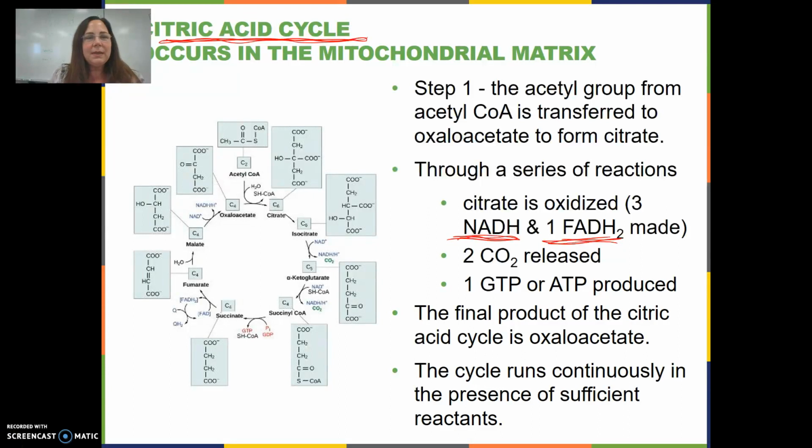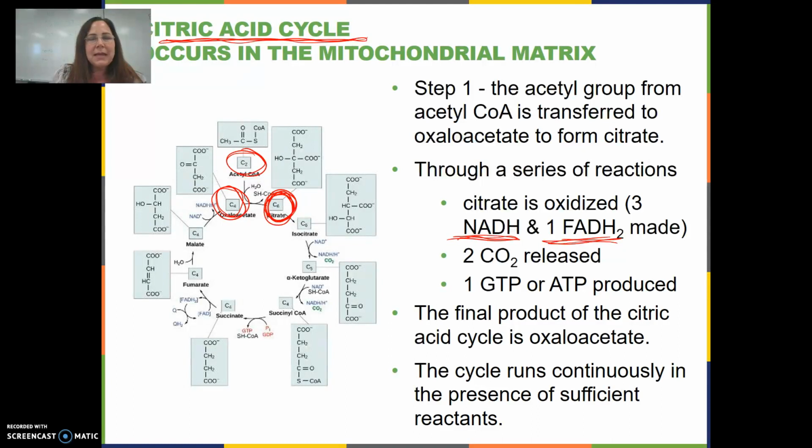So the first step in the citric acid cycle is the acetyl coenzyme A, which is a 2-carbon molecule, is combined with oxaloacetate, which is a 4-carbon molecule. So what you get is citrate or citric acid. Citric acid and citrate are the very same thing. It's just 2 different ways of saying the same thing. What you get is citrate, which is a 6-carbon molecule. And that begins the citric acid cycle.